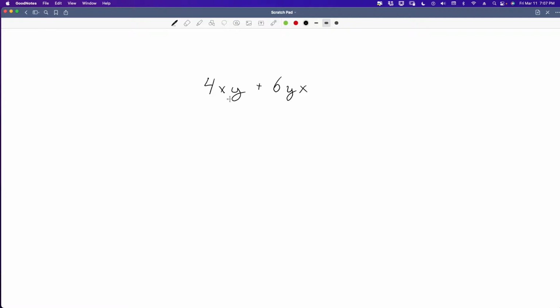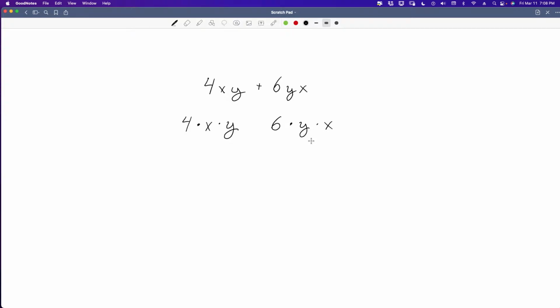So in order for them to be like terms, they have to have exactly the same variables with exactly the same exponents in each. So we don't care about the coefficients at this point. What we care about is only the variables, because we know that this is a whole number times x times y for this term, and this is a whole number, we don't care that it's 6, times y times x.